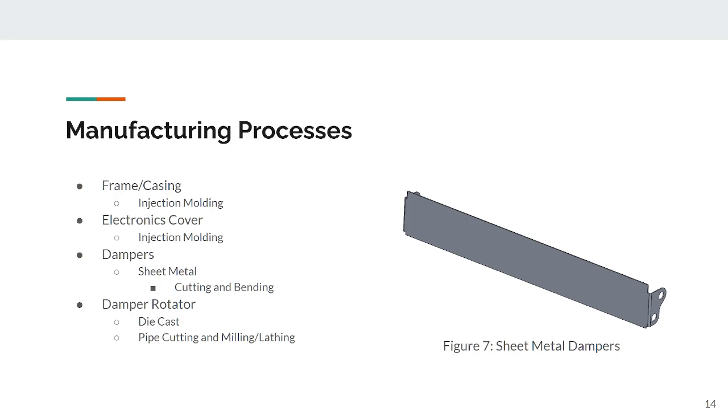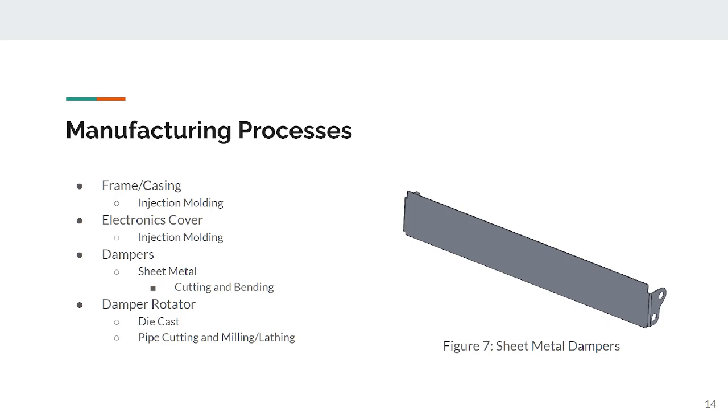The frame is essentially a box with an open side and some extra geometry to help house everything. So, injection molding would be an easy way to manufacture it. The electronics cover is essentially the same base geometry, with it being a box with an open side, so injection molding also makes sense for it.